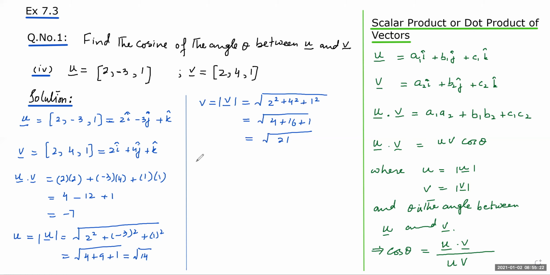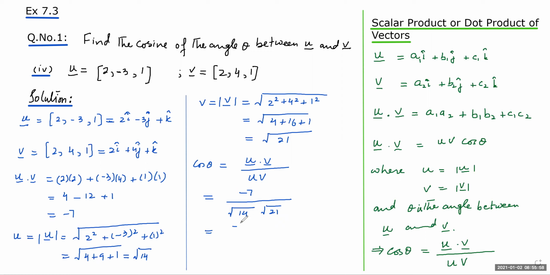Now let's write the formula for cos theta. We know that cos theta is equal to u dot v divided by u v, and that's it. Let's put in the values. u dot v is equal to minus 7. u is square root of 14. v is square root of 21.